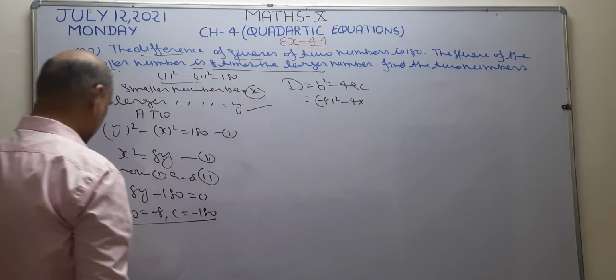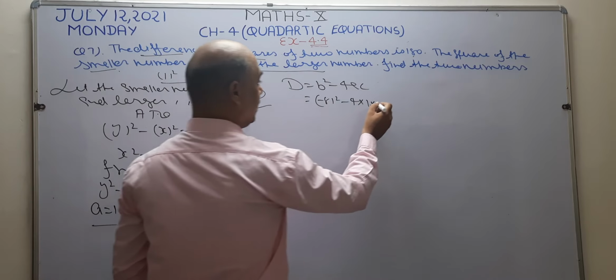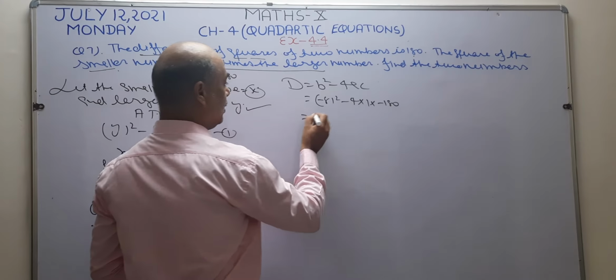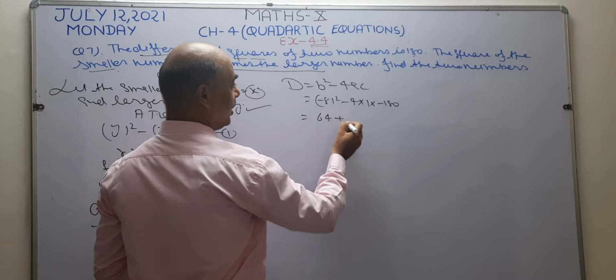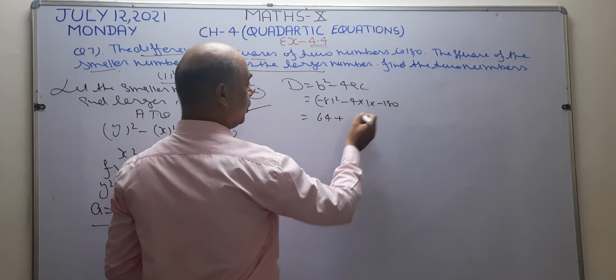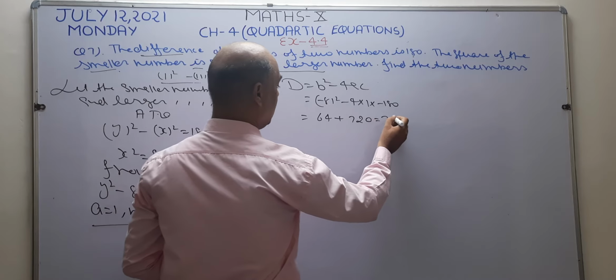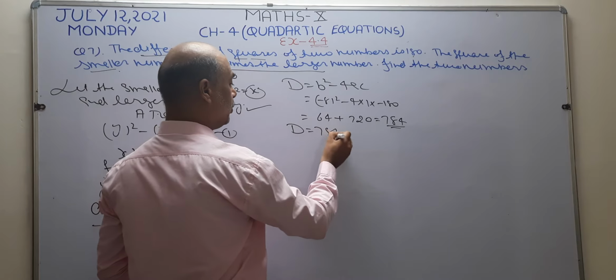4 into A. What is the value of A? 1. What is the value of C? Minus 180. Right here 180, minus 180. Square of minus is plus. Square of 80 is 64. Minus minus plus. 4 into 0, 0. 4 8 is 32. 3 left. 4 1 is 4. This becomes 784. So value of D becomes 784.